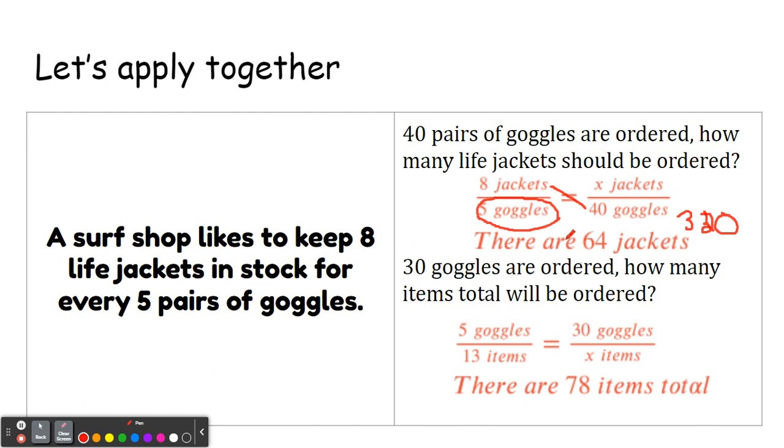So the next question, and I used my original ratio. It says 30 goggles are ordered. How many items total will be ordered? Well, we said if I have 5 goggles, I have 13 items total. So what I'm going to do, I'm going to cross multiply. When I do 13 times 30, I end up with 390. Okay. I'm going to go ahead and divide by what's left over, which is 5. When I do 390 divided by 5, I end up with 78 items total.